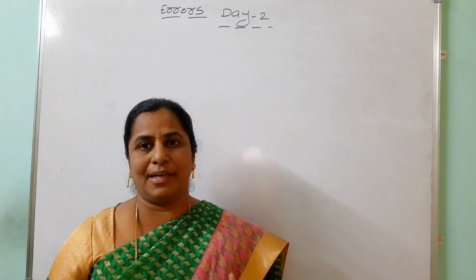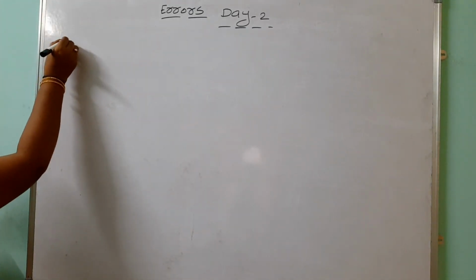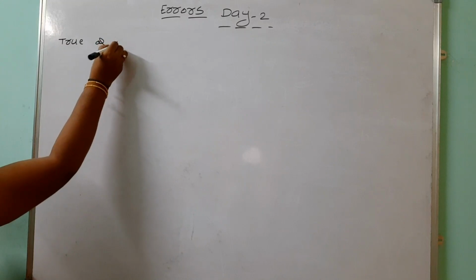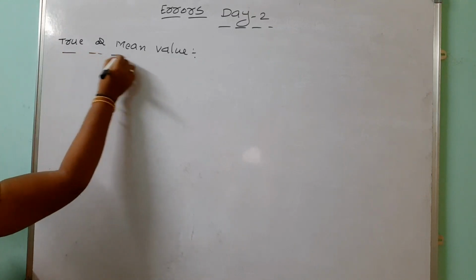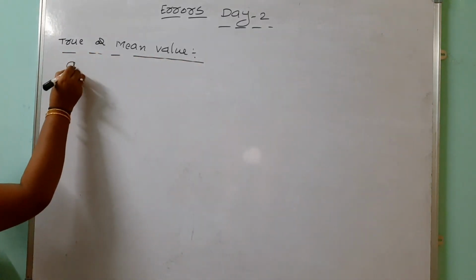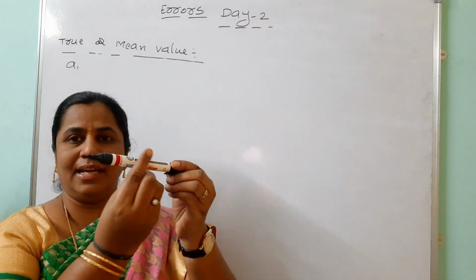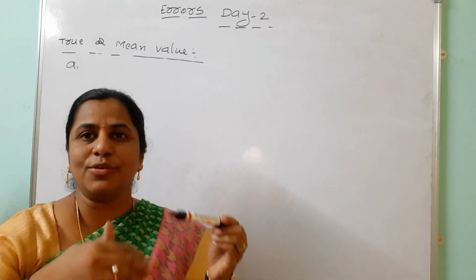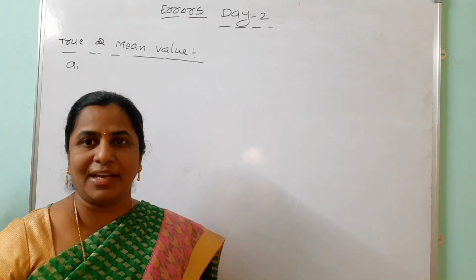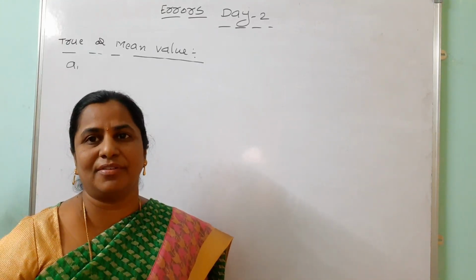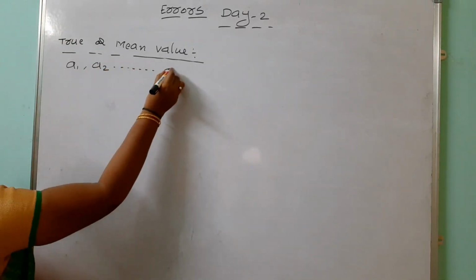While doing an experiment, we have to find out the errors. The first one is the true or mean value. These are important. This is nothing but the average. Suppose A1 is the diameter of this marker here, A2 is here, and A3 is here. We repeat this experiment N number of times. A1 is the first reading, A2 is the second reading, and like that, AN is the nth reading.